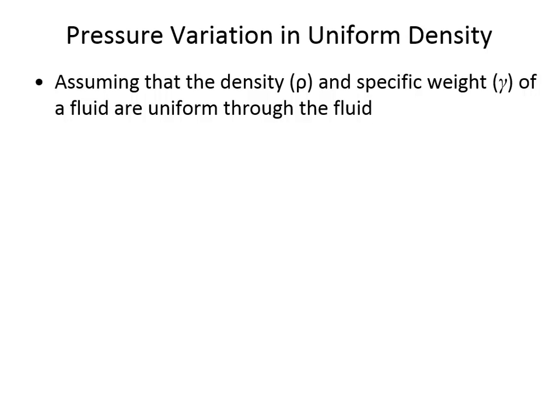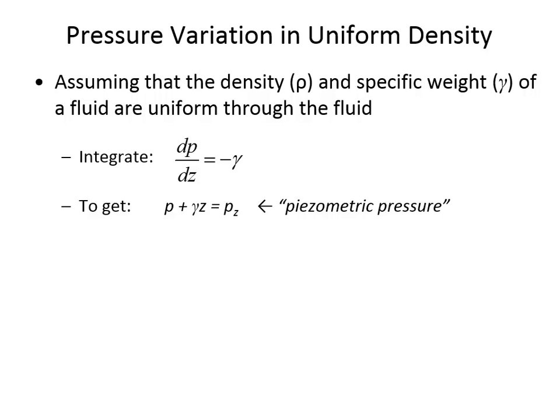Okay, assuming that density and specific weight are constant through a fluid, which is a valid assumption as long as it's the same fluid that is not compressible, you can integrate the hydrostatic equation, which is what we've just been doing really. We've been taking it from point to point, in other words. You can get piezometric pressure. And so piezometric pressure, here you've got P plus gamma Z is equal to PZ. And so the pressure at a certain point plus gamma Z.